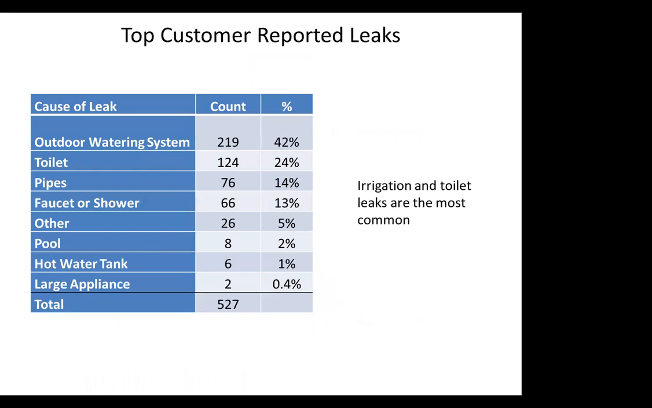This table shows responses from households who reported to EBMUD that they had leaks. Of the 527 households reporting, 42% of those leaks were for outdoor watering systems, and 24% were from toilets. I point this out specifically because irrigation and toilets over and over really are the main offenders. When I do home and landscaping consultations, that usually is what we find. So if you can check these first, then you have a good chance of finding the leak.